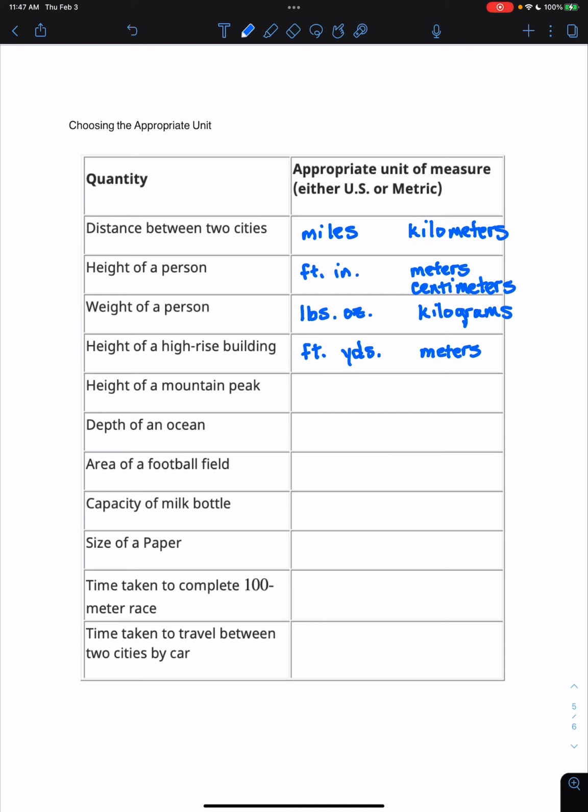Probably not kilometers, maybe. The height of a mountain peak, we will definitely use feet or miles, depending on how tall the mountain is, and definitely kilometers for that. The depth of the ocean would be in miles, could be in feet as well, but probably miles. And kilometers.